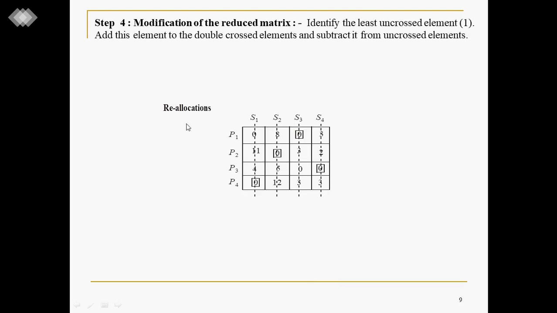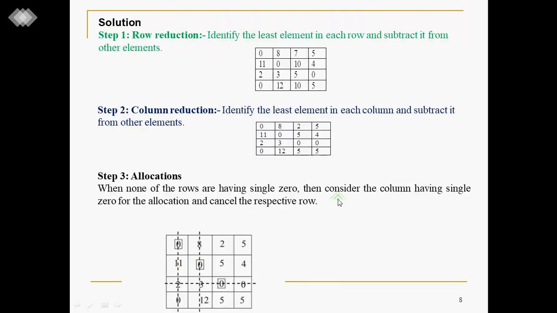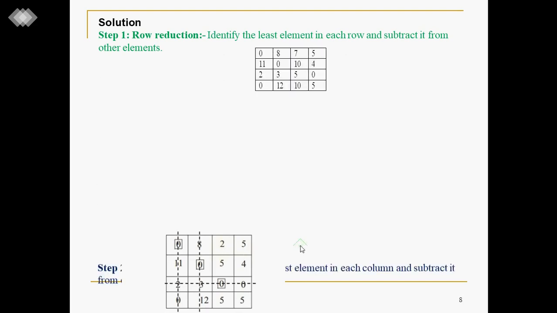This is nothing but the modified reduced matrix, and we have allocated also. How we got this 0, 8? Let us see the first row. 0, 8, 2, 3, 2, 5. Here we have subtracted 2 minus 2, 5 minus 2. That is 3, no? Fine.